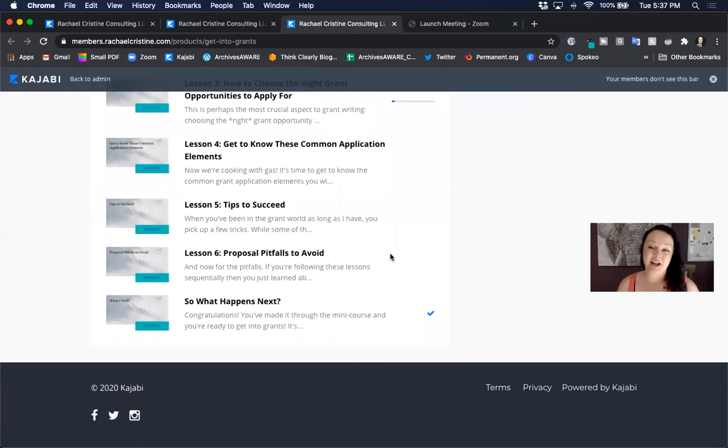As a grant writer and grant reviewer for 10 plus years now, I've definitely seen a lot. And so in these lessons, I share what I've observed, what I've seen, lessons learned, etc. So you can learn from what I have seen and experienced for myself and my clients. So those are great lessons to check out.